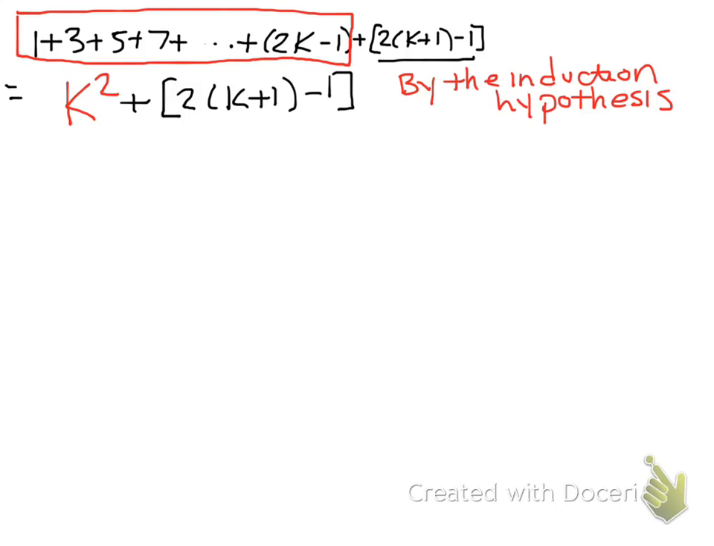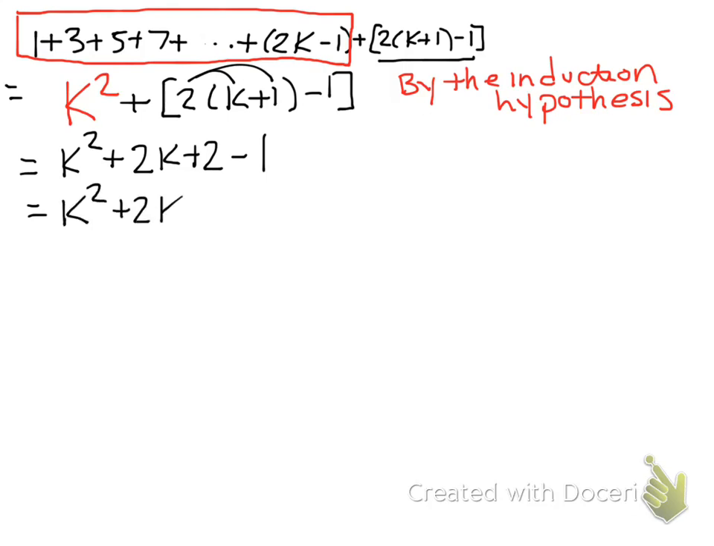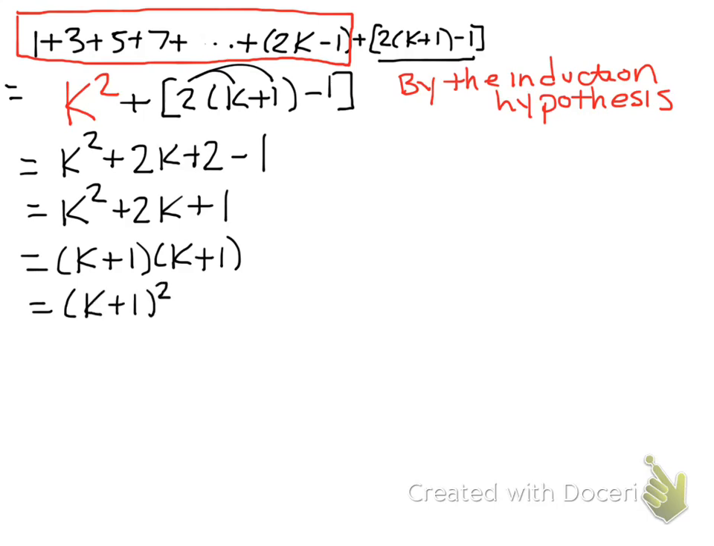Now we need to use algebra to simplify. So this equals k squared plus 2k plus 2 minus 1, which is k squared plus 2k plus 1. We have a trinomial, so let's factor it. This is (k plus 1) times (k plus 1), and those are identical, so I could write that as (k plus 1) squared.